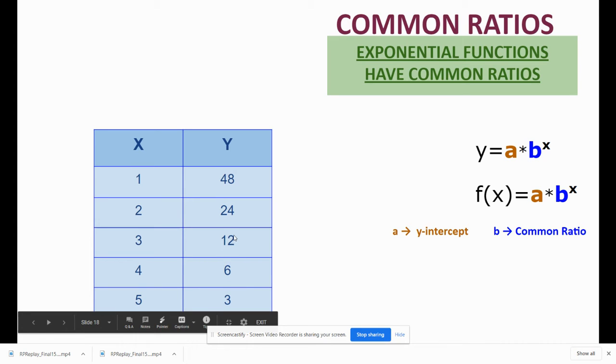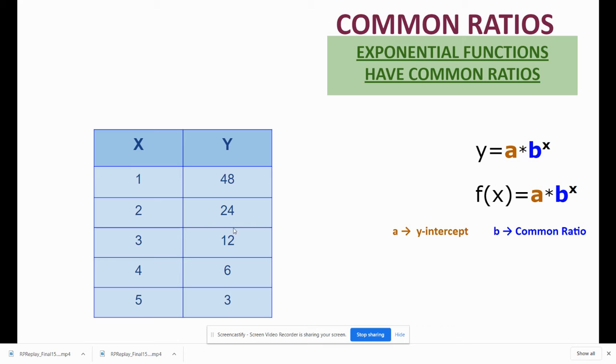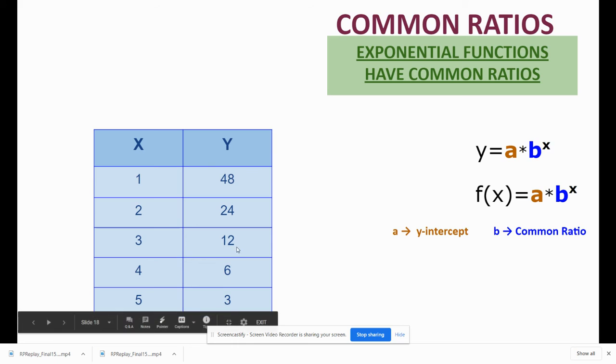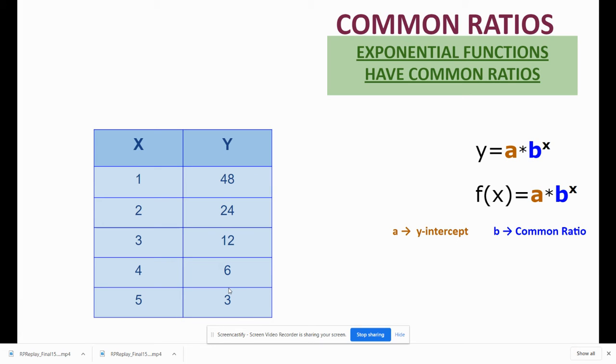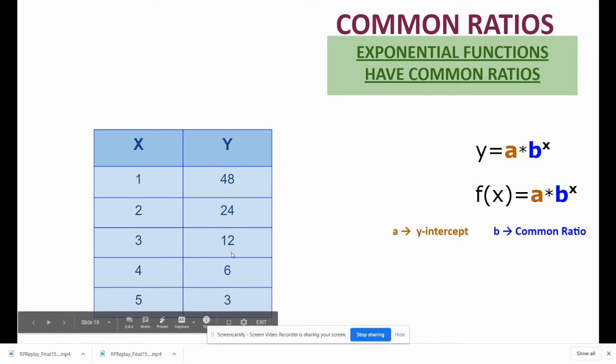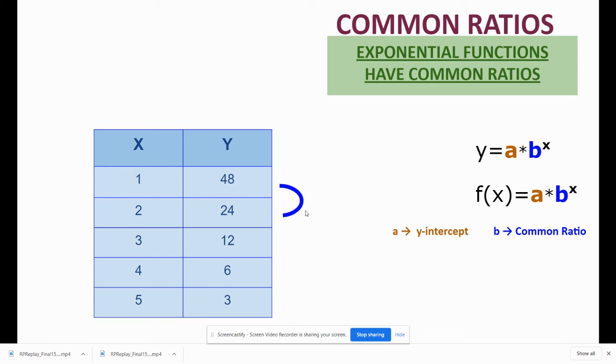So if you're fortunate enough to have a problem that tells you that it's an exponential table, then you should know that there's some multiplication going on. And if the numbers are shrinking, then that multiplication is actually a division, which means that you're actually multiplying by a fraction of some sort. So, of course, the calculator is your friend. Use the calculator. How do you know what the common ratio is?